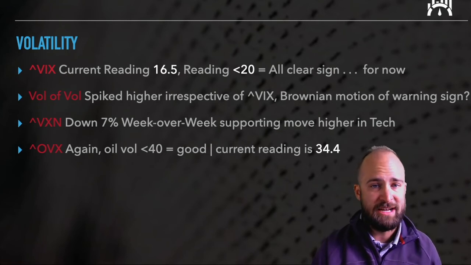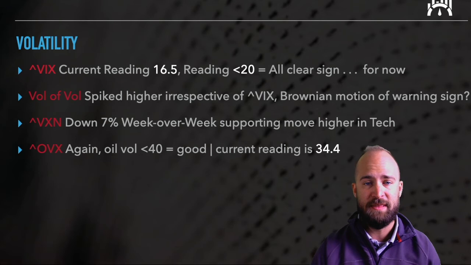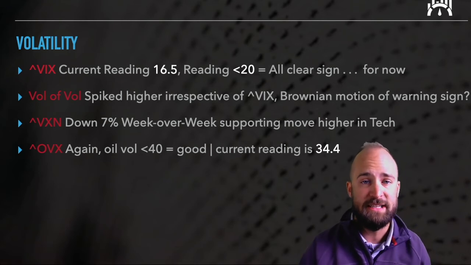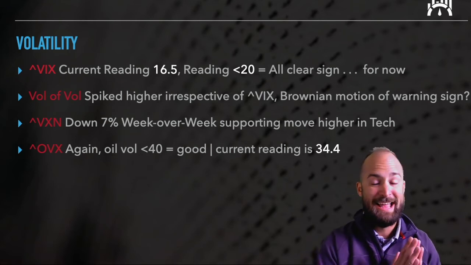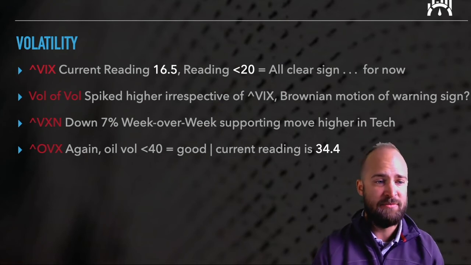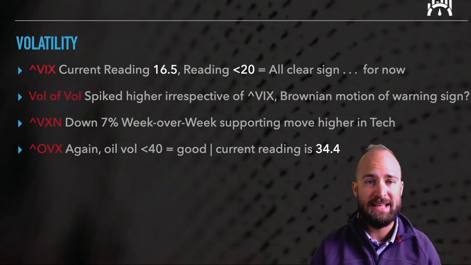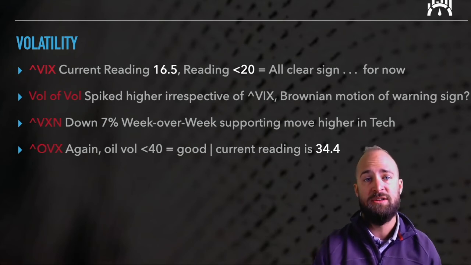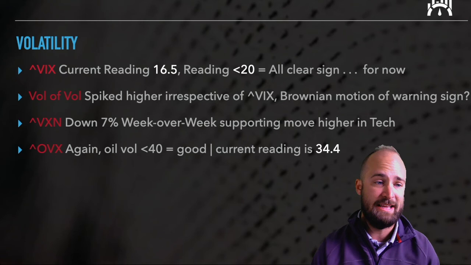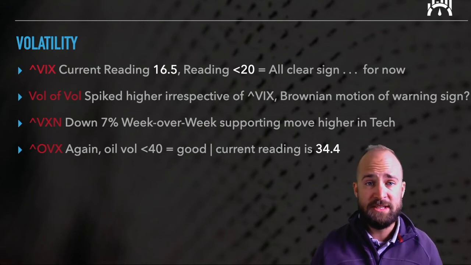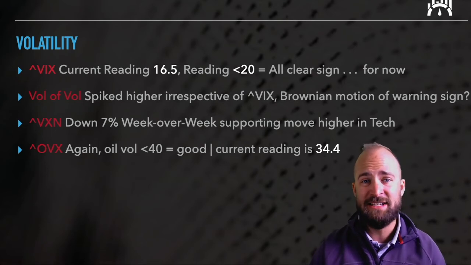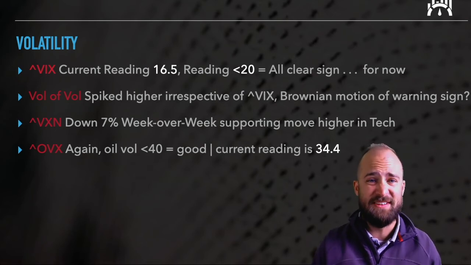We also see a reduction in the VXN, right? That's the NASDAQ volatility. So volatility on the NASDAQ index, NASVOL, down 7% week over week, supporting this move higher in tech. Well, we saw that it's taking a little bit of a breather most recently, but broadly, this more recent push higher in tech on decreased volatility is a good signal. So volatility broadly still subdued and indicating to us that we can lean into our long positions, that there's less fear in the market right now.